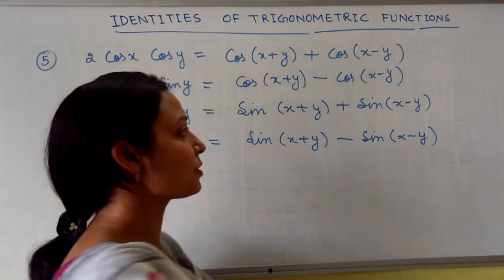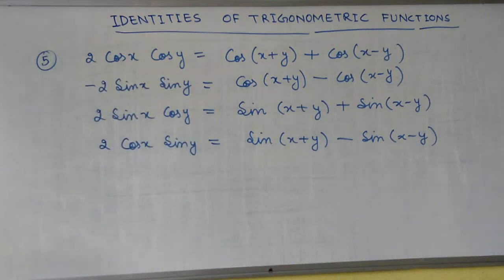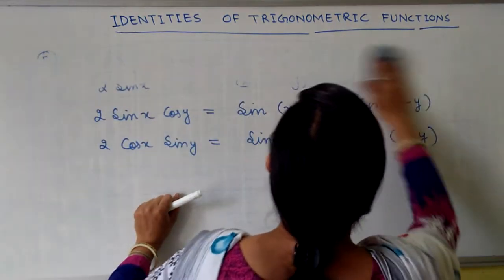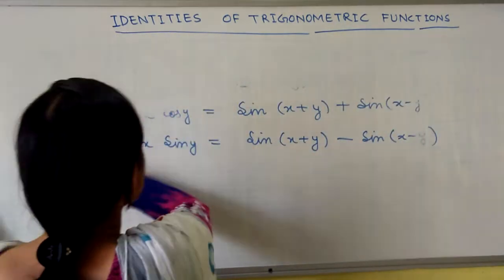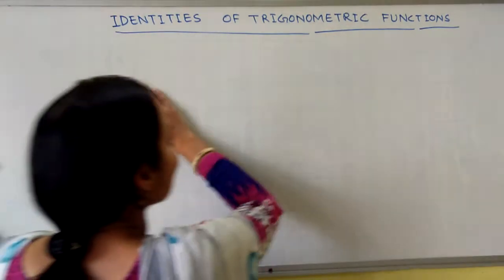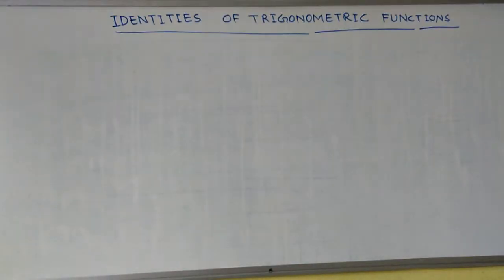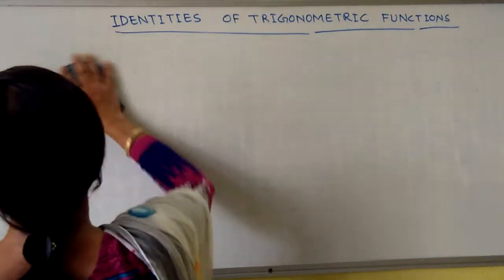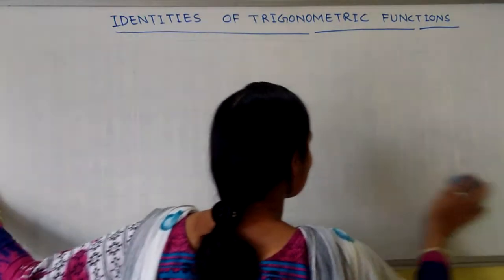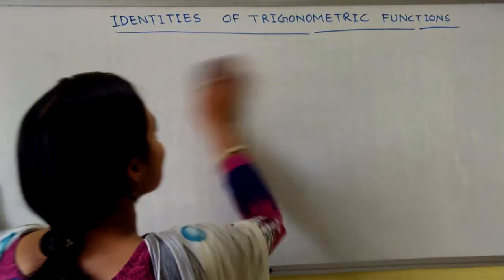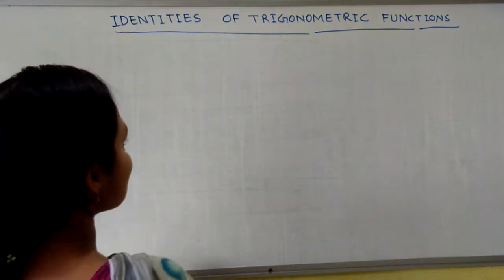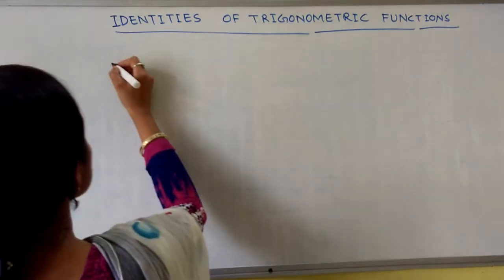Now come to the first question of 3.3. Before starting that question, I will remind you about the table that you have learned in class 10th. That is the trigonometric ratios of standard angles. You all know what those angles are. Before starting the exercise, the first question is based on the angles. So first of all, I will take that.